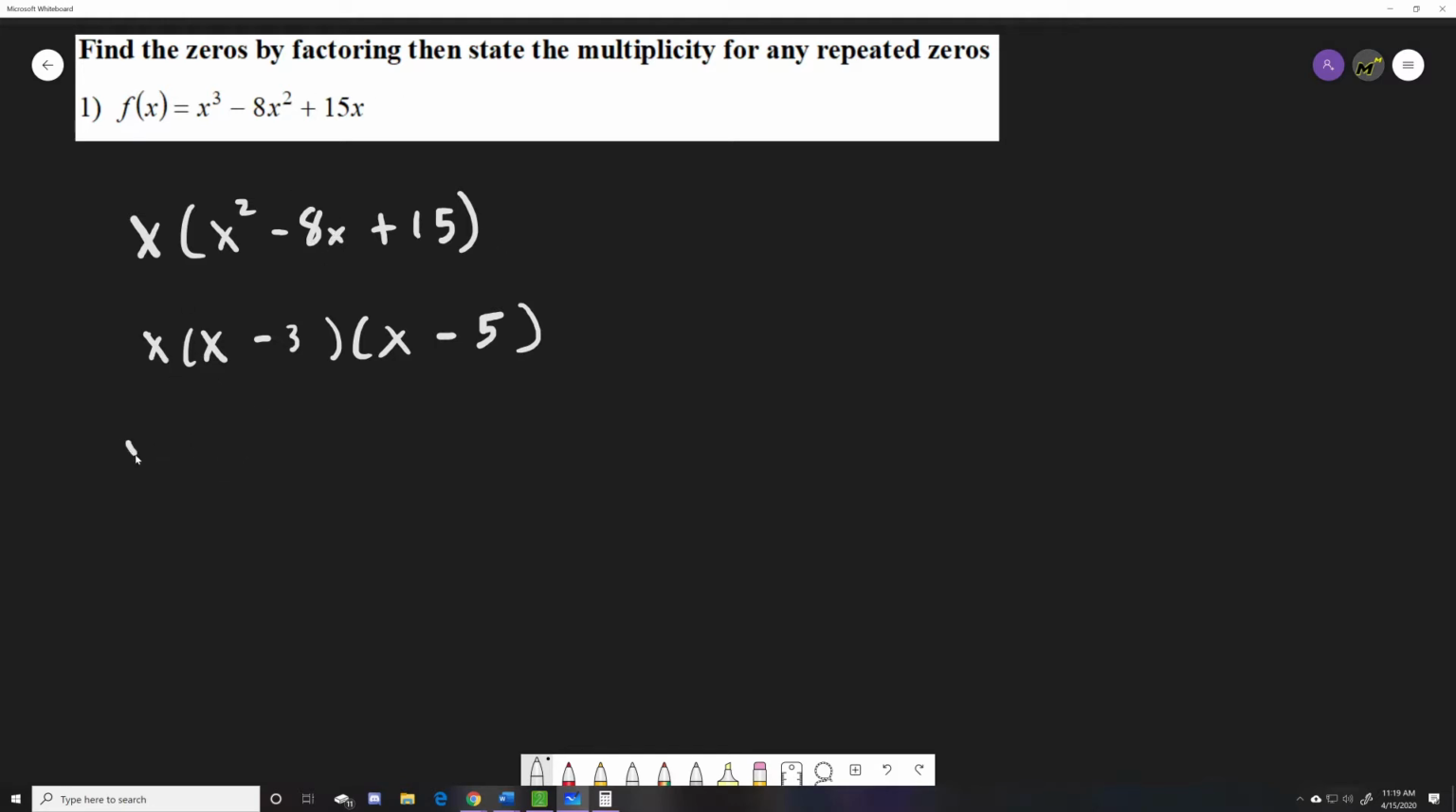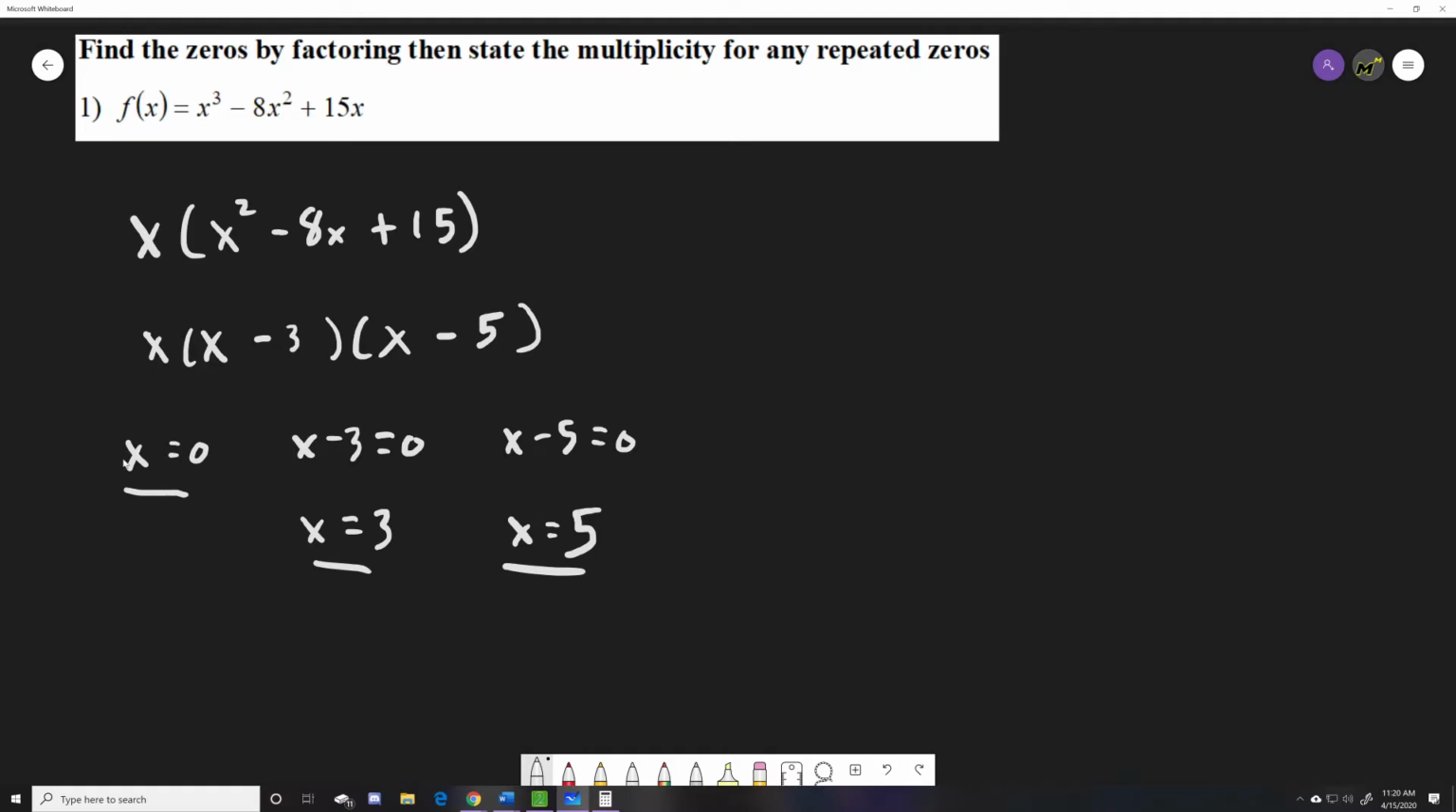And to find the zeros, we'd have x equals 0, x minus 3 equals 0, and x minus 5 equals 0. Solve each of these for x. Well, this one's already done. Add 3 to both sides, so x equals 3, and here you add 5 to both sides, so x would equal 5. And those are your zeros.